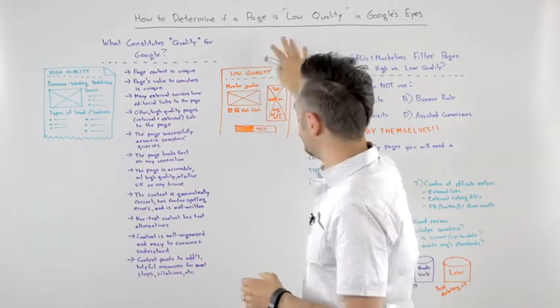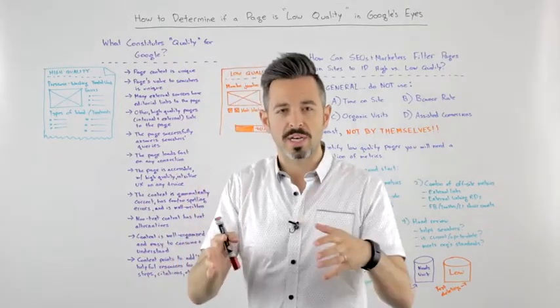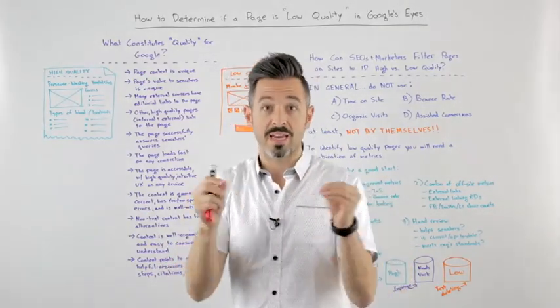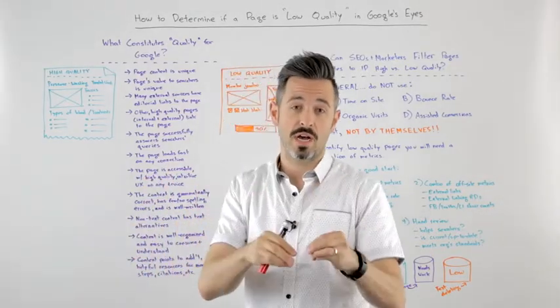This week we're going to chat about how to figure out if Google thinks a page on a website is potentially low quality, and if that could lead us to some optimization options.